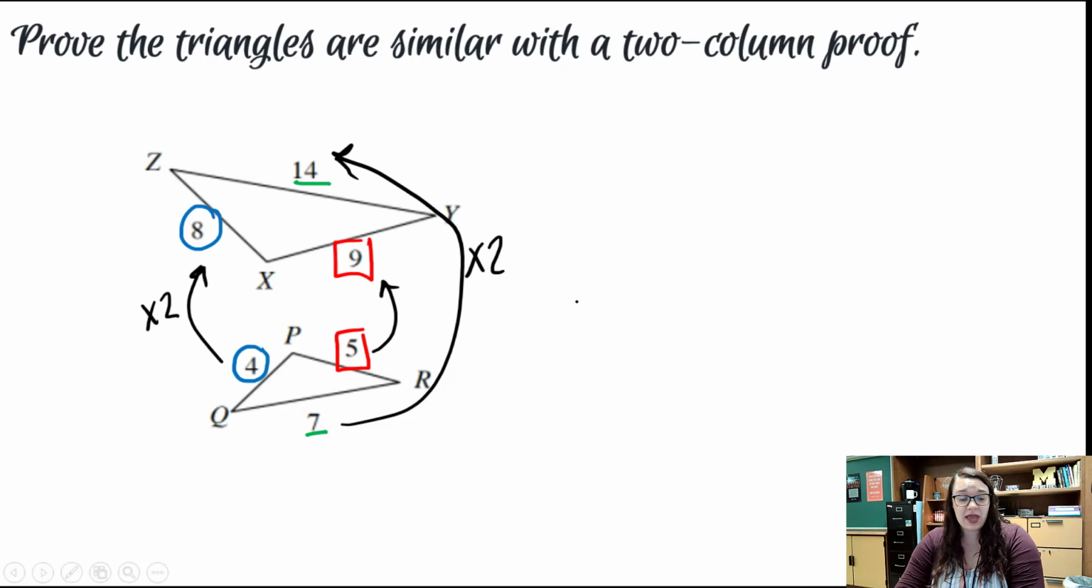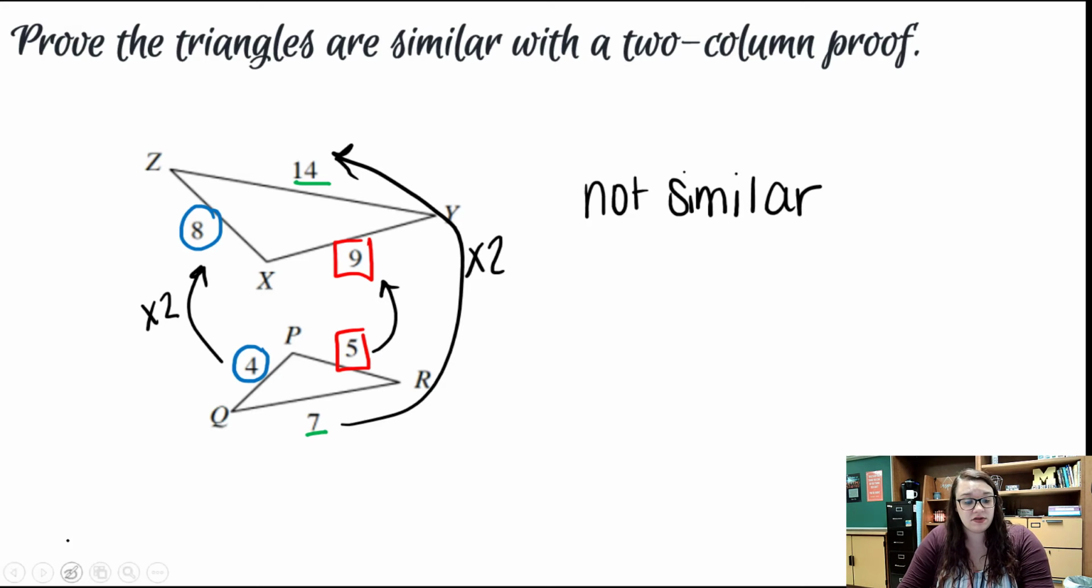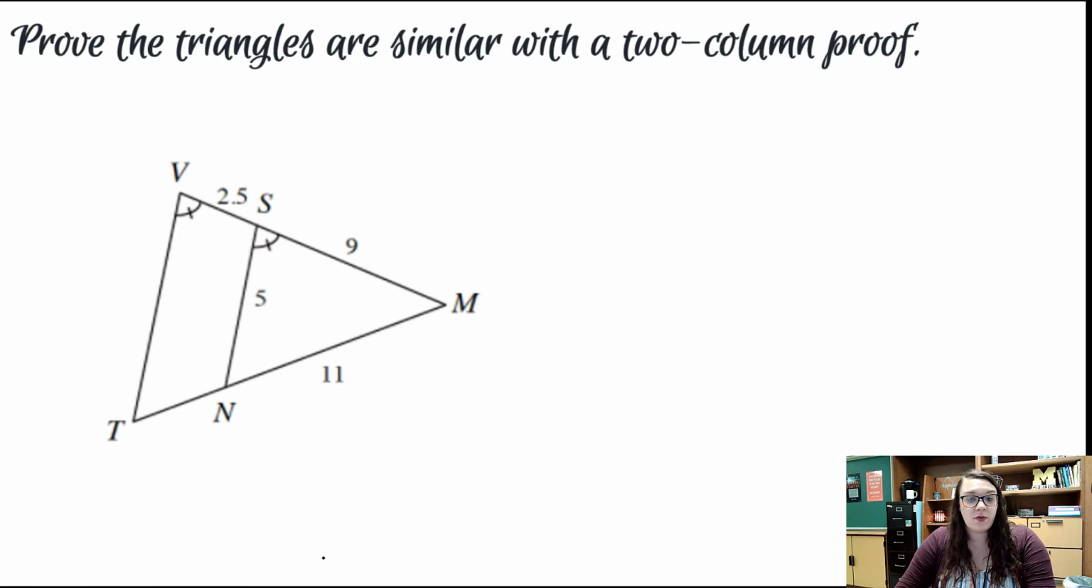So on this one, I actually can't do a 2-column proof. So I've proved to myself that they're not similar. So these two triangles are not similar, and there is nothing to prove here because you prove things that are true, and this is not true. Let's do another one. This one won't work out that way. It'll actually play out correctly.